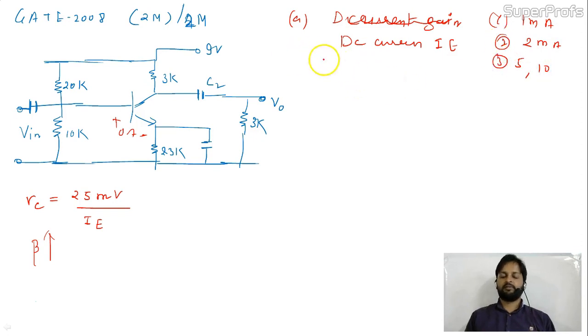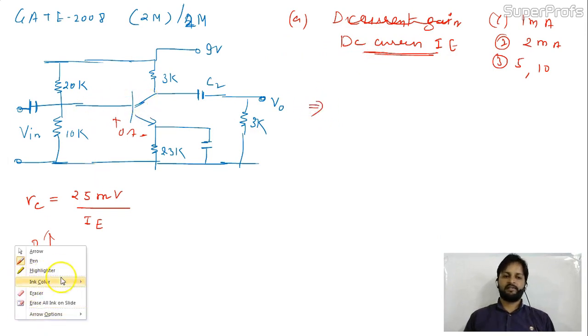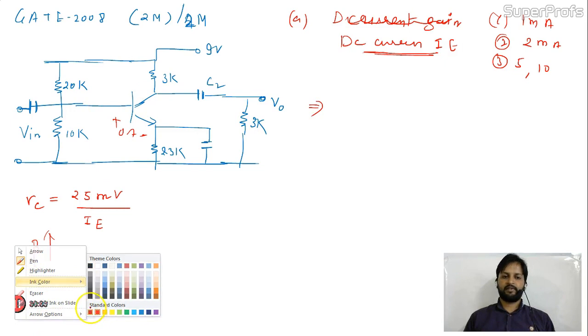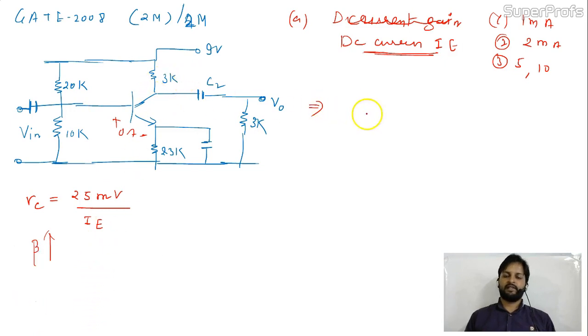So first I'll solve this part. This is the DC current, means definitely this type of question we have to start with the DC analysis only. Is it okay? So let me start with the DC analysis. When you do DC analysis, all AC part of the circuit will be turned off. All capacitors of the circuit will be open. Okay.